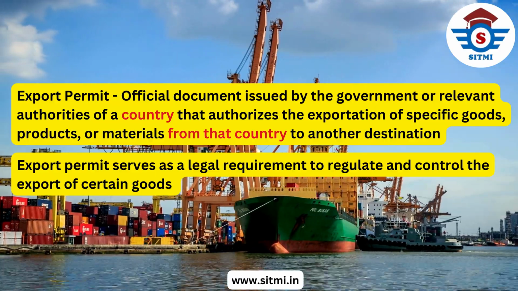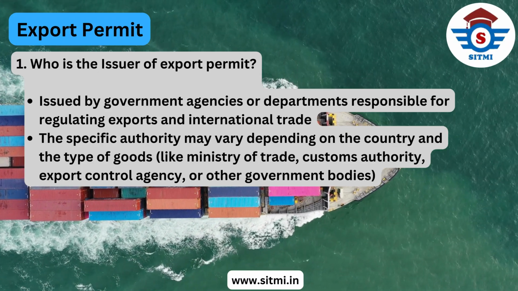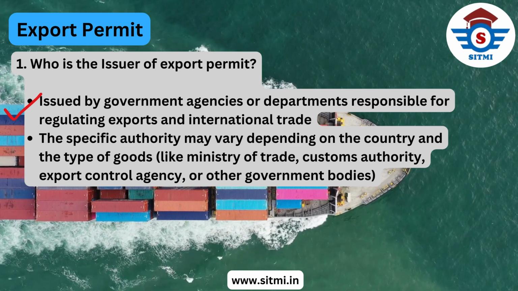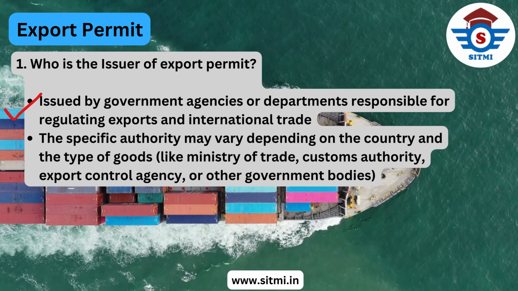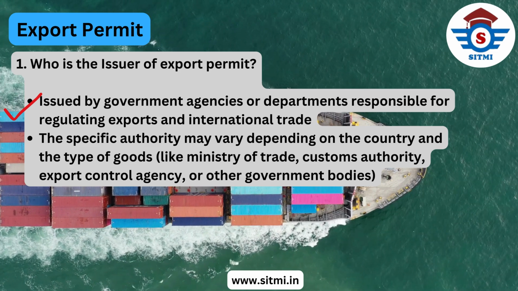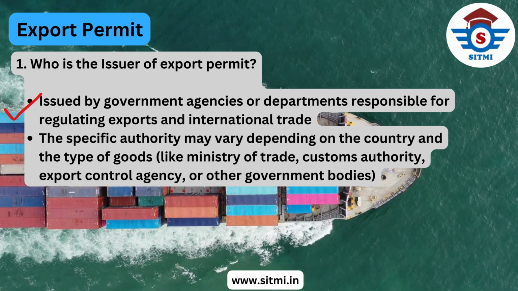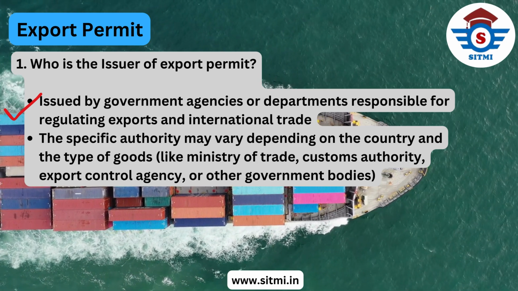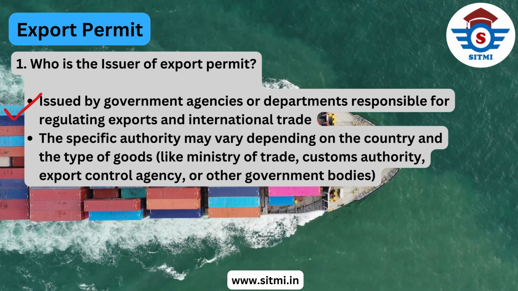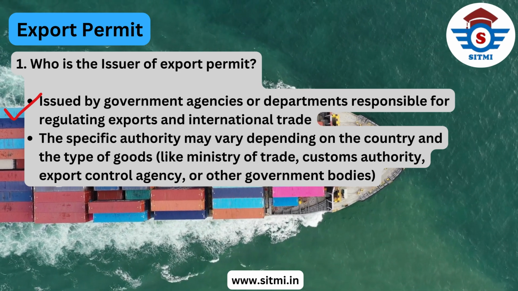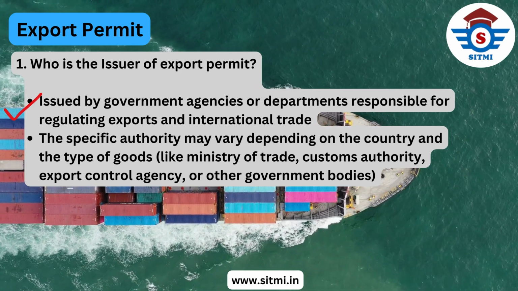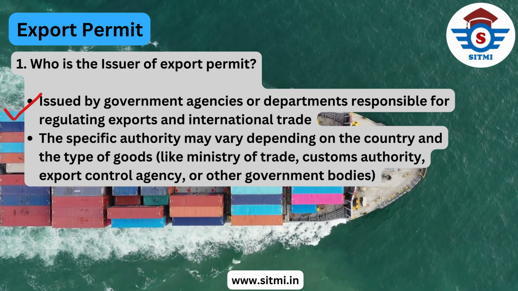The first point is, who is the issuer of export permit? Export permits are typically issued by government agencies or departments responsible for regulating exports and international trade. The specific agency or authority may vary depending on the country and the type of goods being exported. It could be a Ministry of Trade, Customs Authority, Export Control Agency, or other relevant government bodies.